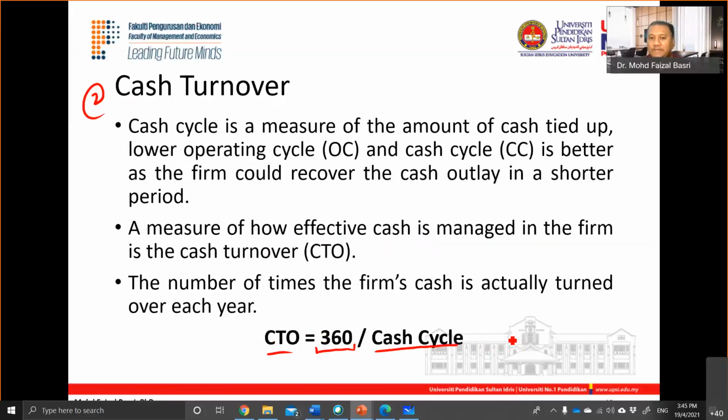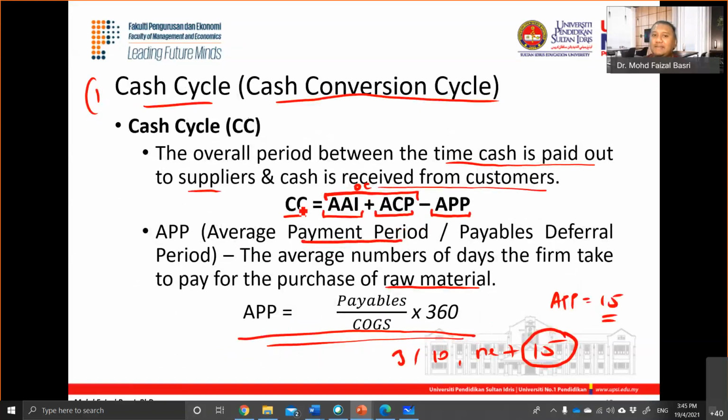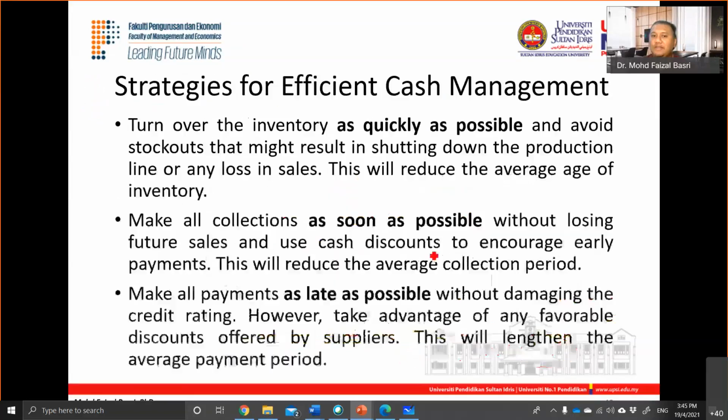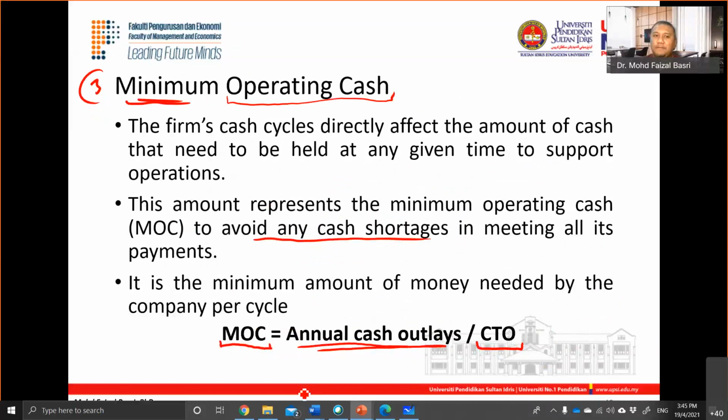Cash turnover is based on this. And again, that's why I said if you use the wrong cash cycle, you get a wrong CTO. And if you have a wrong CTO and you use it here, then you're going to get a wrong MOC. Okay, so again, I recap. You need to get this cash cycle correct in order to get full marks for CC, CTO, and MOC.